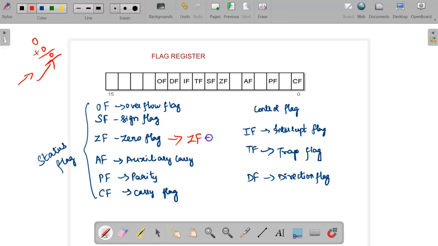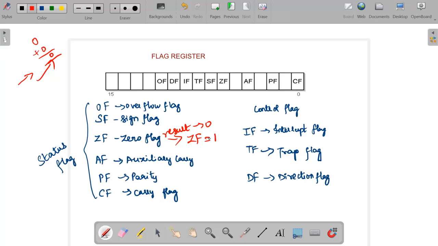That is, the zero flag will become 1. It will be set to 1. If the result is not 0, then it will become 0. The zero flag will be 0 whenever the result is not 0. So whenever the result is 0, it will be set to 1.